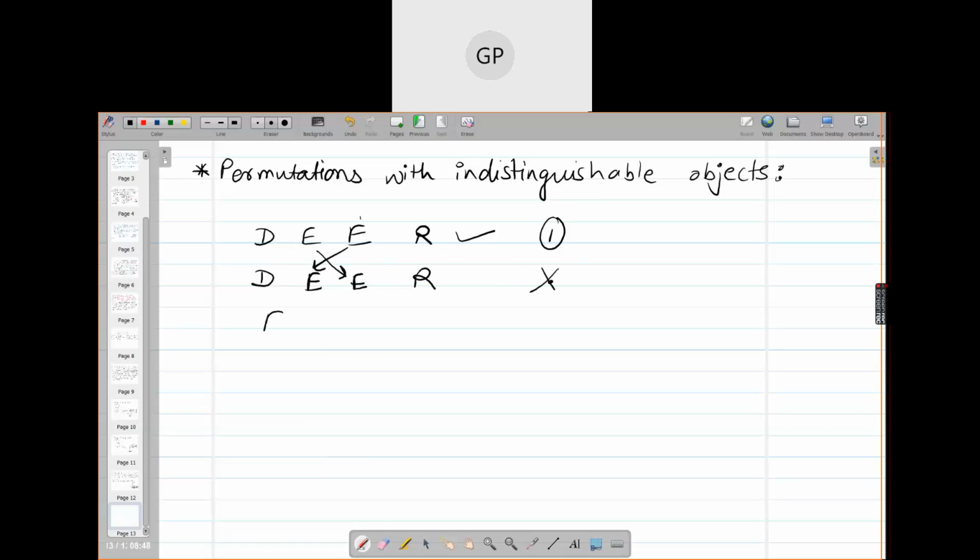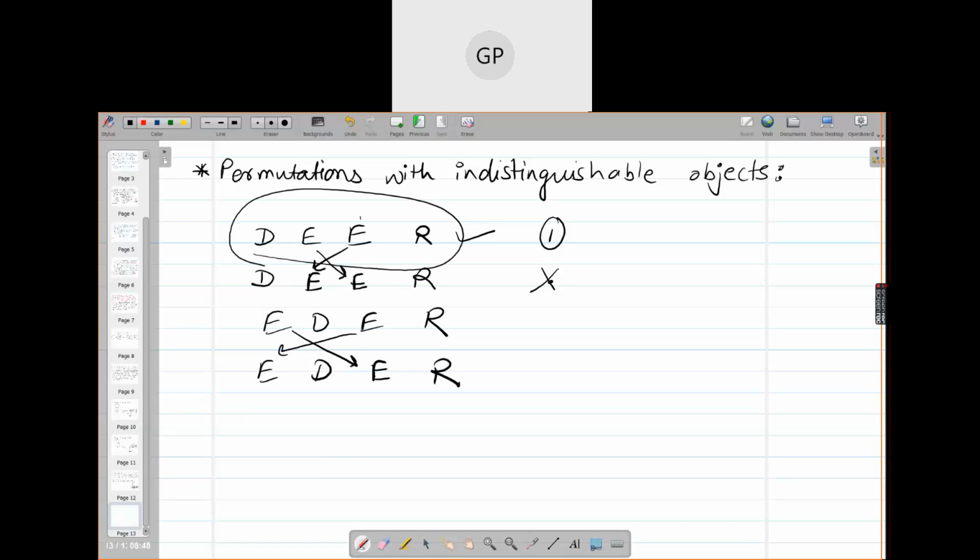If I write EDER and again put this D and R the same, and this E I am writing here and this E here, will it give me a different arrangement? No. So those many duplications we need to avoid. Both of these arrangements will give us the same answer.